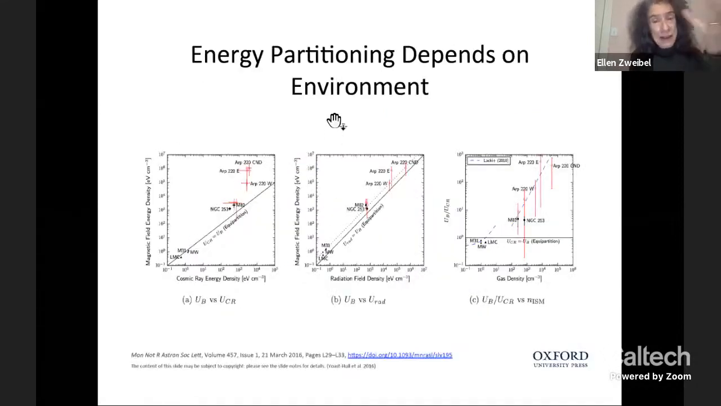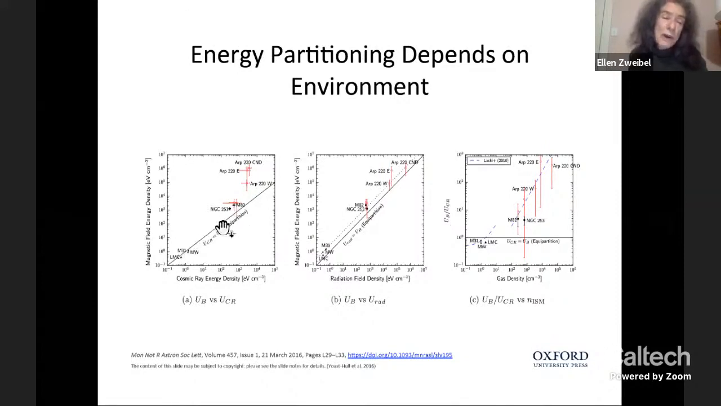So is equipartition universal? No, it's really not. This is some work by my former PhD student, Tove Joost Hull. And basically what you can see here is that for the Milky Way and M31 and the Large Magellanic Cloud, there actually is a good equipartition between magnetic fields and cosmic rays, and also magnetic fields, radiation, and so on.